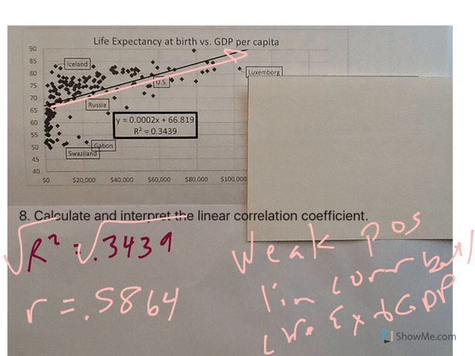We're just not real strong. To be strong, you've got to be up in the 0.8s, 0.9s. That gives you kind of a strong correlation. But here down in the 0.5s, that's weak. And there's your practice on scatter plots and linear models.